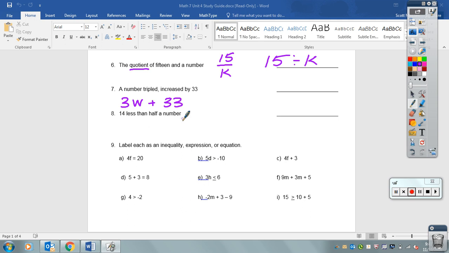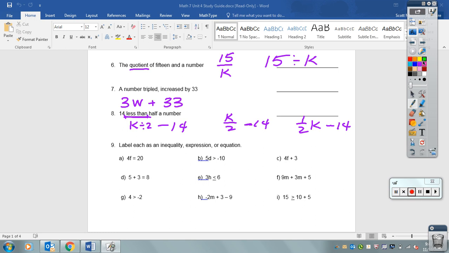Again, no word is for 8. But there is that word less than. 14 less than is 14 less than. It's less than, 14 is less than half of a number. Well, half of a number, we could do k divided by 2, or we could do 1/2 of k, that's half of a number. 14 less than half of a number. The number is being halved, not the 14.